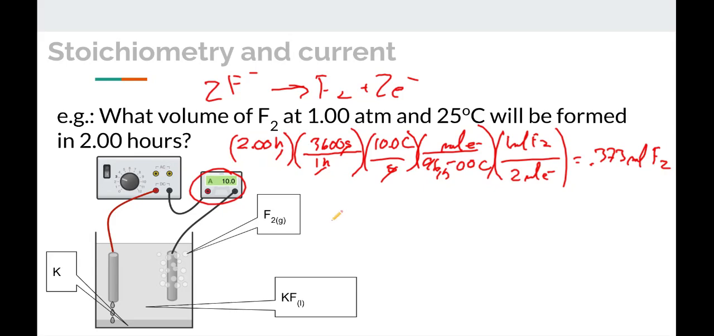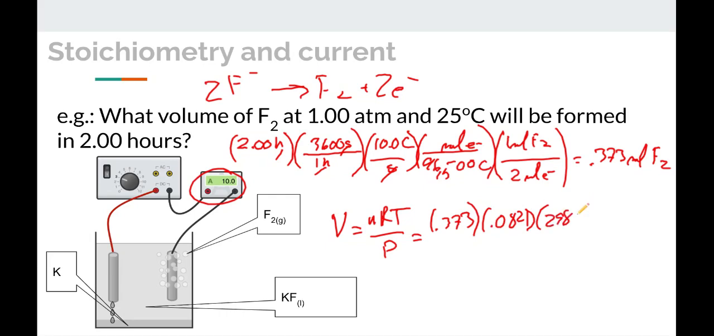We want a volume, so we can use the ideal gas equation to model this. V equals nRT divided by P. So that's 0.373 moles, times R, 0.0821 liter atmospheres per mole Kelvin, times the temperature, which is 298 kelvins, because that's what 25 degrees C is, and it's at 1 atmosphere of pressure. So this works out to 9.13 liters.